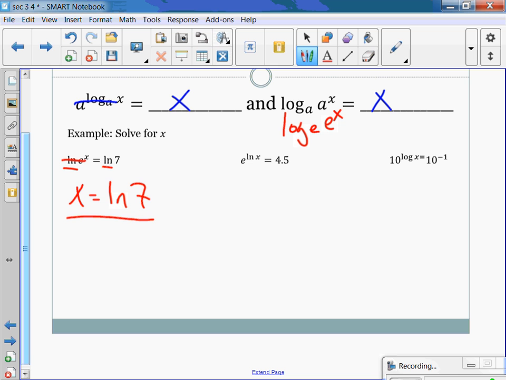Likewise here, we have e to the natural log of x equals 4.5. What happens?